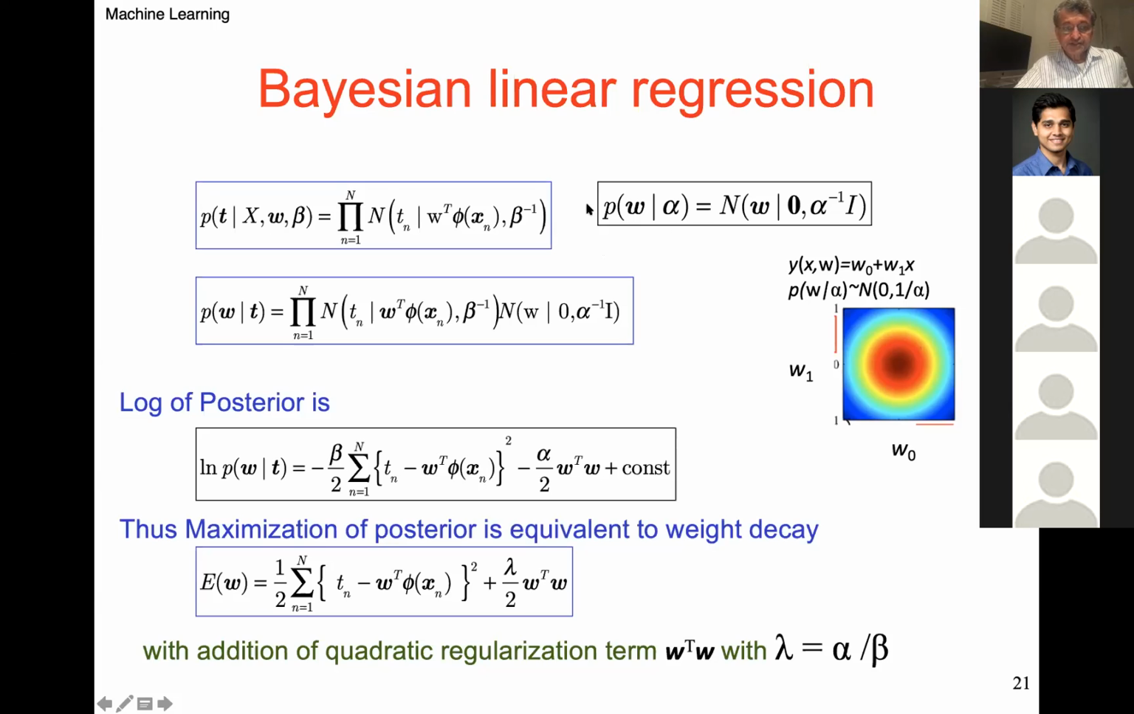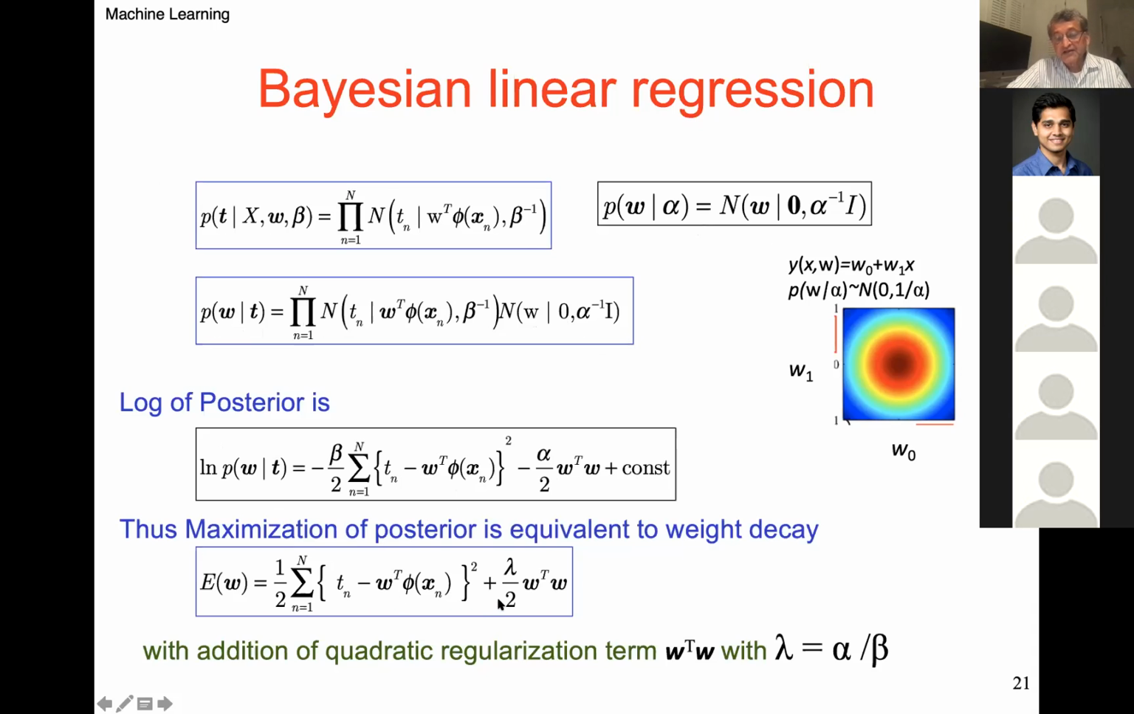And so if you use Bayesian linear regression, the prior distribution is like this. And the posterior on the weights given the samples can be written in this way. And the log of this posterior distribution of the weights, we go from prior distribution to posterior distribution by using the likelihood times the prior. Usually in the Bayesian approach, you say posterior is equal to likelihood times the prior. And the log of the posterior is this, and the maximization of the posterior is equivalent to weight decay.